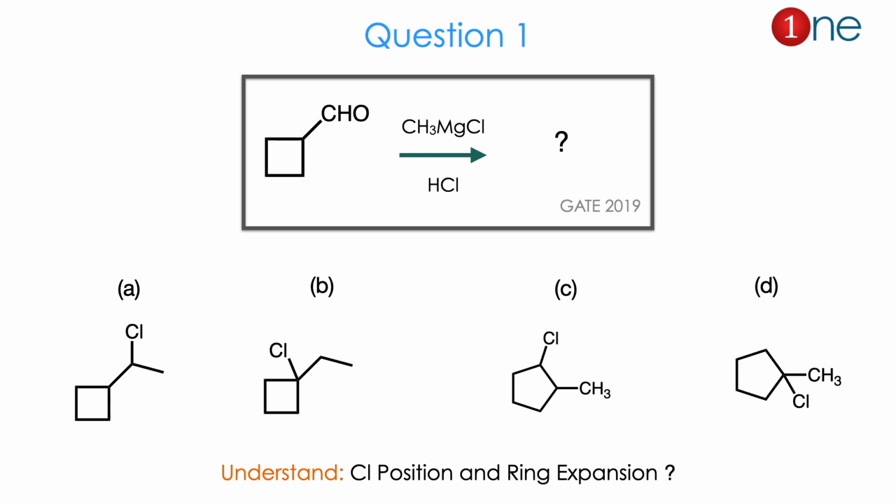Let us see question number 1. The starting material is a 4-member ring with an aldehyde. You are using methyl magnesium chloride and HCl. They ask you to find the product. The products are mostly with chlorine substitution. Whether the chlorine substitution occurs, or ring expansion occurs or not, is the question. Even with ring expansion, the chlorine position, 1,1 or 1,2, is the question here. So from the reactant to product, chlorine position and ring expansion are the real question. The answer is D. Let us see how.